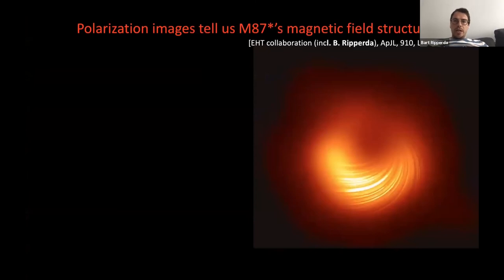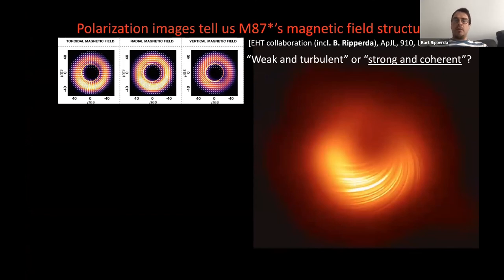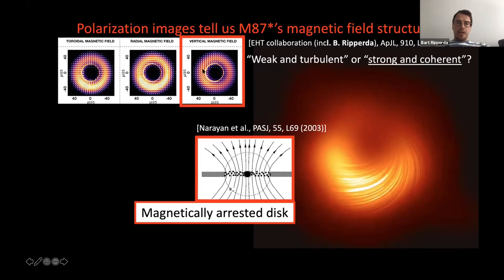Additionally, the EHT had polarization images coming out recently, and that can tell us something about the structure of the typical magnetic field. The question is usually whether the field is weak and turbulent, or SANE, as we call it, or it's actually strong and coherent, or MAD, so to say. On the left, you see what those different fields would show in the polarization image. It turns out that we observe mainly this kind of polarization. You can also see it here in the actual image, which says that the field is mainly vertical.